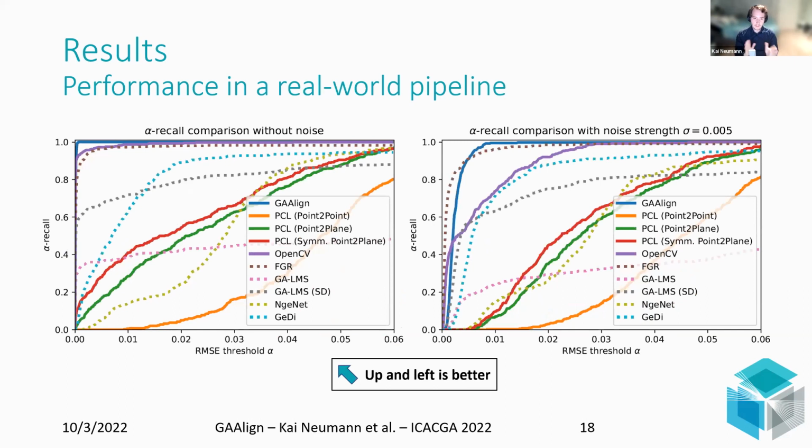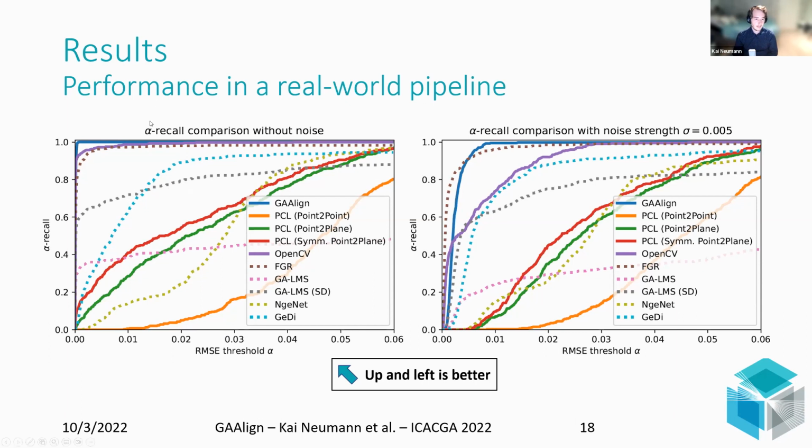Okay, so these are the results from our real tests. Now we compare ourselves against quite a few more algorithms. On the left, we have the results for tests without noise, and on the right, we disturb the point clouds with noise. In these types of plots, always on the x-axis we have the threshold alpha, and on the y-axis we have this alpha recall, which is just the fraction of tests with an error smaller than this threshold alpha.